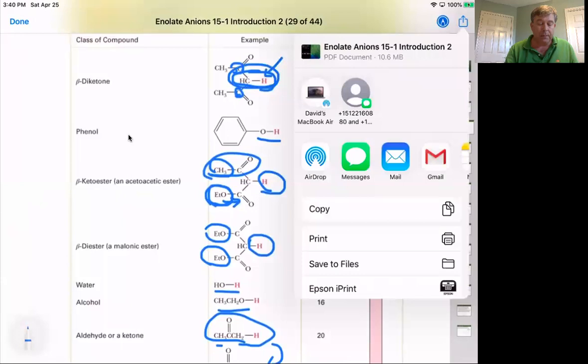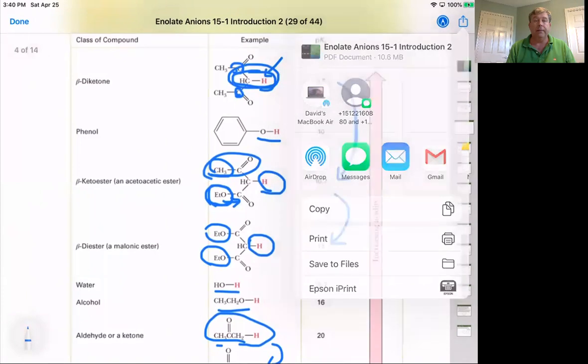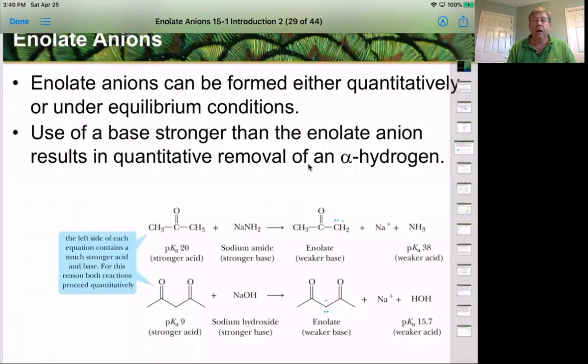Okay, so now let's talk about the enolate ions formed. We can either form them quantitatively or under an equilibrium reaction. If we have a base that is stronger than the enolate base we form, then we will have what we call a quantitative removal of the hydrogen, meaning it's all shifted to the enolate, and the enolate can then do additional chemistry. If we have a weaker base than the system here, it'll form in an equilibrium and will only form a little bit of the enolate at a time.